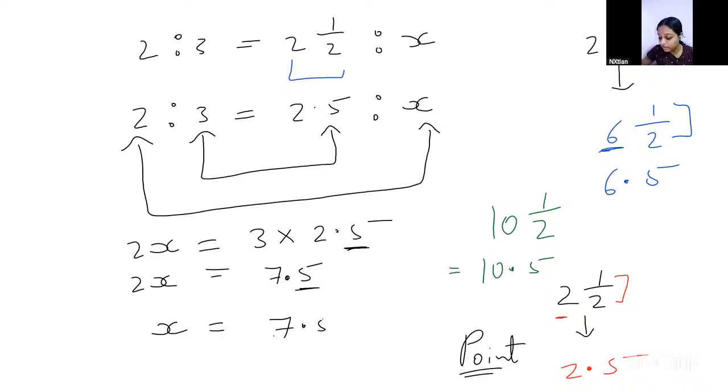7.5 divided by 2. How much is 7.5 divided by 2? Divide 75 by 2. You will get how much? 37.5.